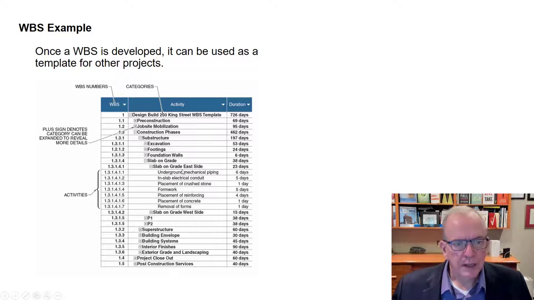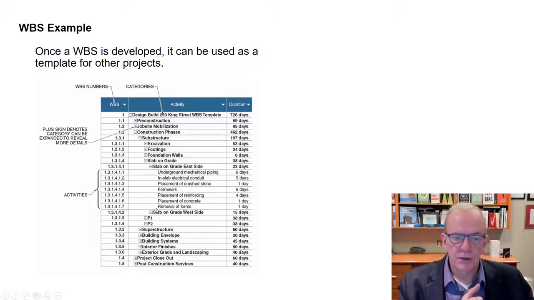So that's giving you an overall heading view. And so this is showing slab on grade east side. It must be a big slab on grade. So you decided on this project, you're going to break it up into two sections: slab on grade east side, slab on grade west side. And so when you open up the plus sign, there would be a bunch of activities under here.